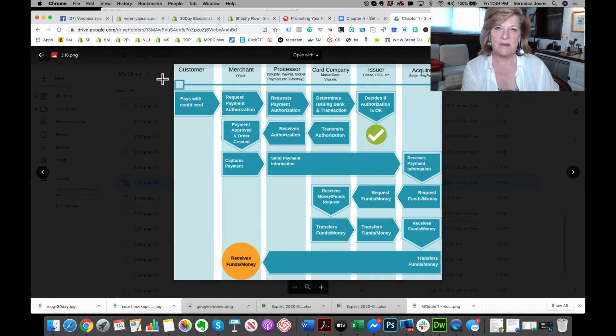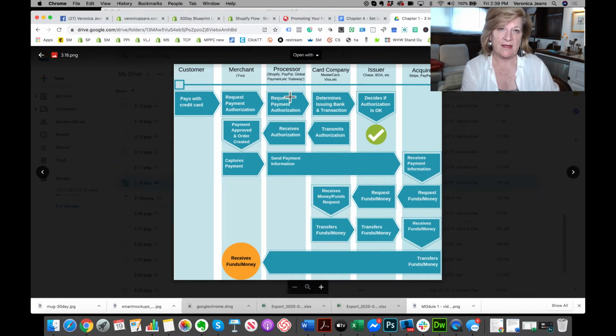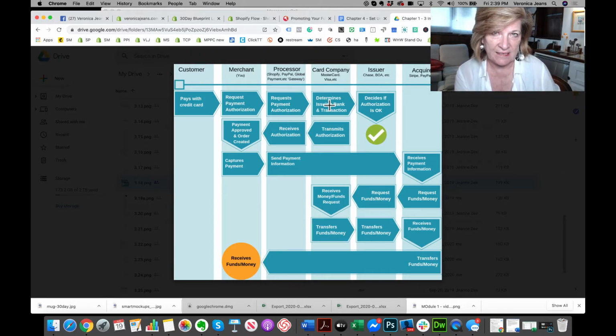So the customer buys something from you and pays with a credit card, right? Then you, the merchant, as in your store, request payment authorization. Your payment authorization is going to go through the processor, which is Shopify, PayPal, Amazon, who else do we have? Third party gateway. That is the processor, okay? Then that goes to the credit card company, which is MasterCard, Visa, Discover, American Express, and determines the issuing bank.